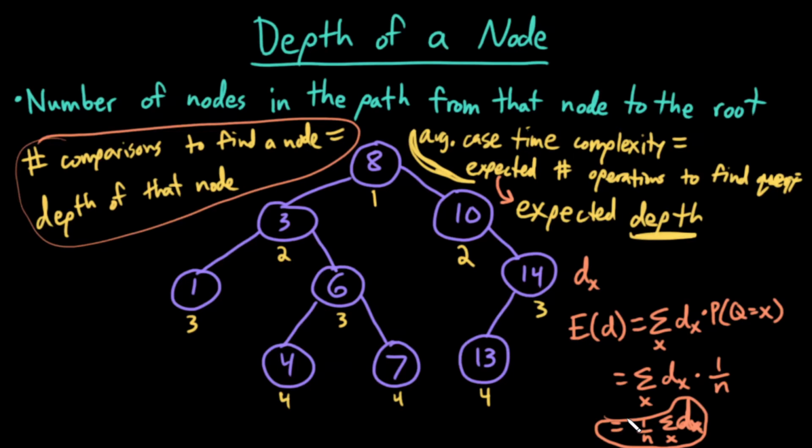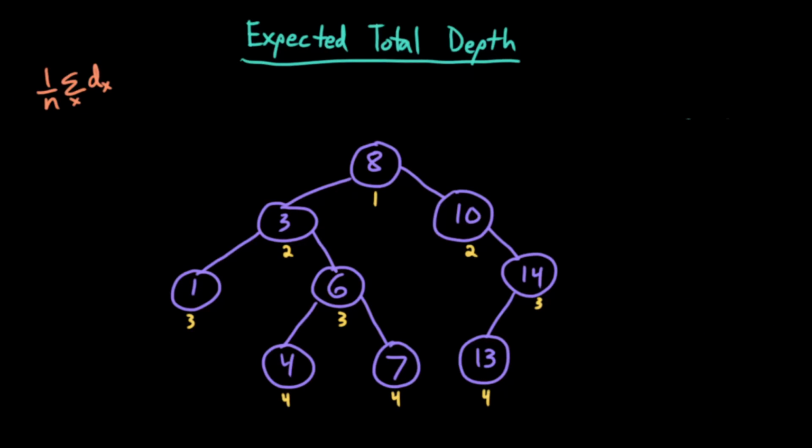So in other words, if I can find the sum over all nodes x of the depth of that given node, I would just multiply that by 1 over n, and that would give me my expected value. So we figured out that the average case time complexity of finding an element in a binary search tree is just the expected depth of a node in a binary search tree, which, assuming all nodes are equally likely to be searched for, is just 1 over n times the sum of the depth of all of the nodes in that tree. But there's one big issue here.